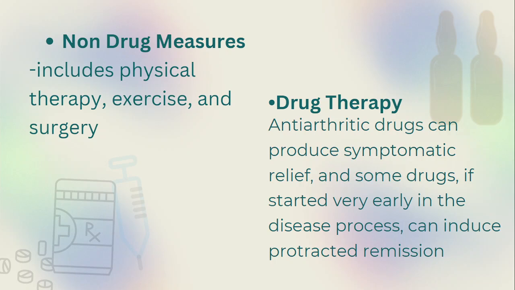Drug therapy: anti-arthritic drugs can produce symptomatic relief, and some drugs, if started very early in the disease process, can induce protracted remission. However, remission is rarely complete and the disease typically advances steadily. As a result, drug therapy is chronic and success requires patient motivation and cooperation.